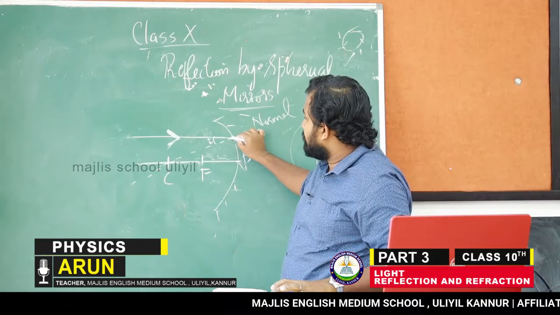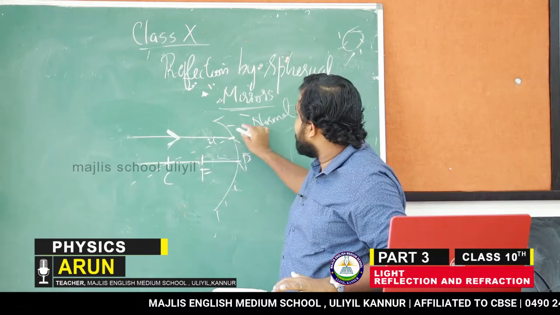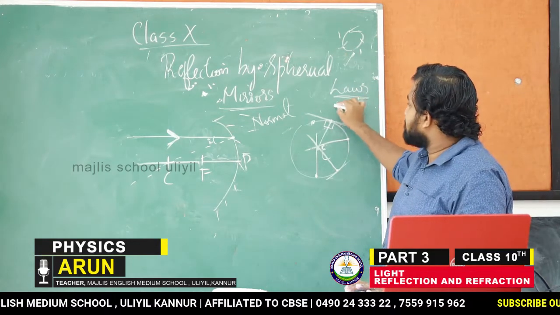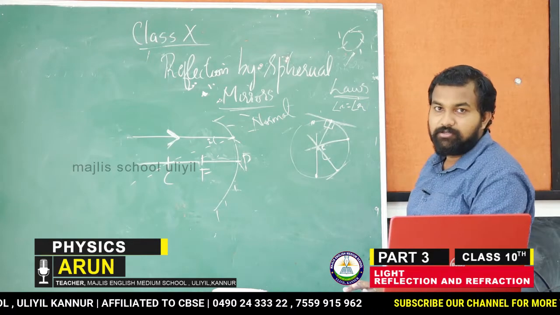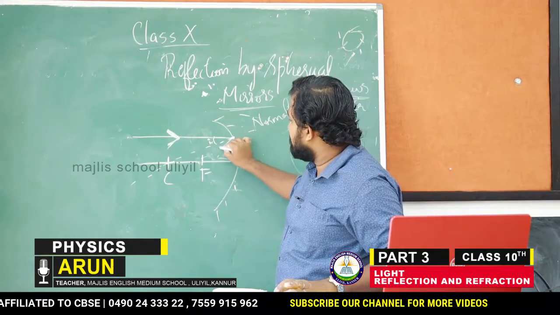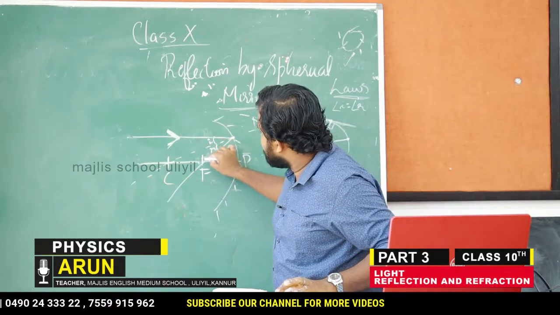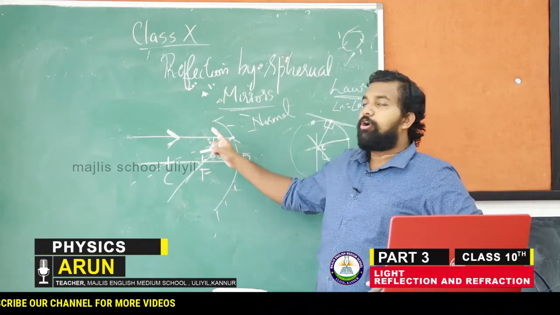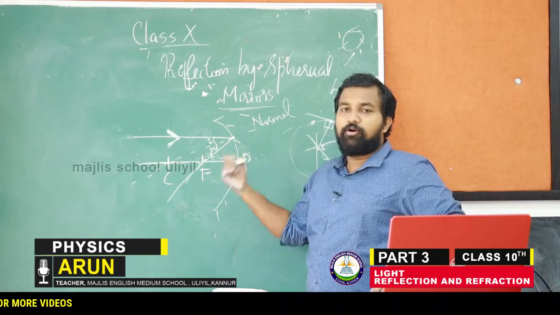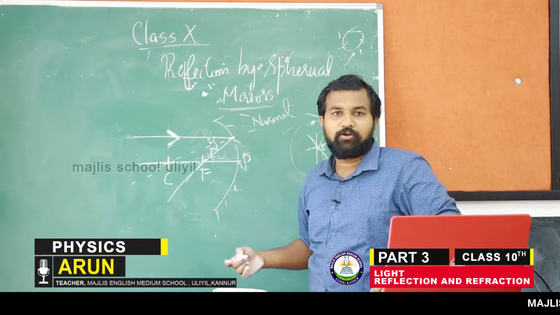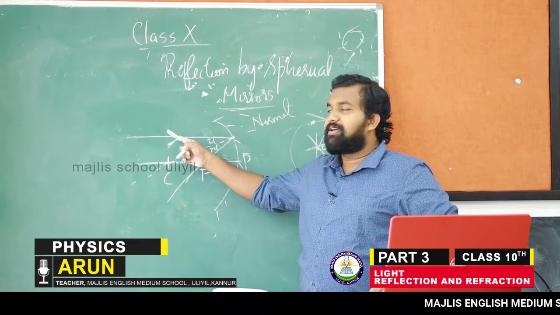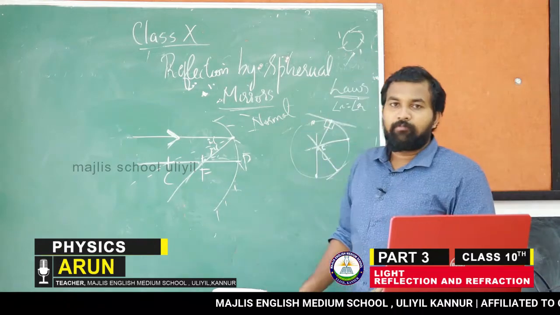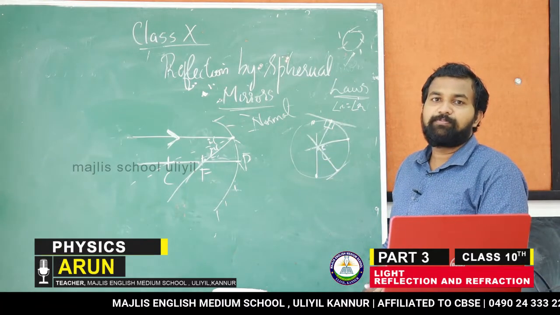Then the reflected ray will be reflected according to the law of reflection, that is, angle of incidence will be equal to angle of reflection. And thus it will pass through which point? The focus. In order to follow the law of reflection, if the incident ray is coming parallel to the principal axis, the reflected ray will be moving through the principal focus.